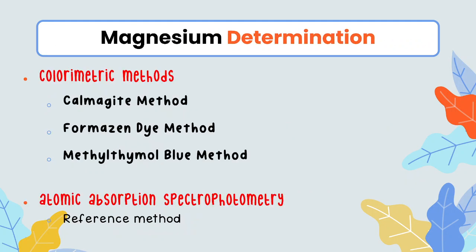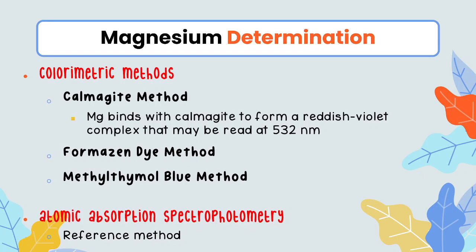So for the determination of your magnesium, it can either be by using colorimetric methods or through your AES, which is your reference method. Now, in terms of your colorimetric methods, there are three. You have your Calmagite, your Formazan dye, and your methylthymol blue. So, very easy to remember, kids, kung ano yung name ng method, yan yung mismong ginagamit natin and yung ini-incorporate sa mga reagents which will react with your magnesium. Starting with your Calmagite, magnesium will bind with your Calmagite to form a reddish-violet complex that will be read at 532 nanometers.